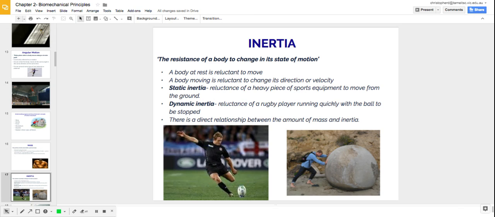Okay, dynamic inertia, the example we can use is a rugby player. So they might be running with the ball. Okay, they're going to be reluctant to be able to change direction or velocity. Okay, so it's a lot more difficult to knock a rugby player off when they're running in a straight line.